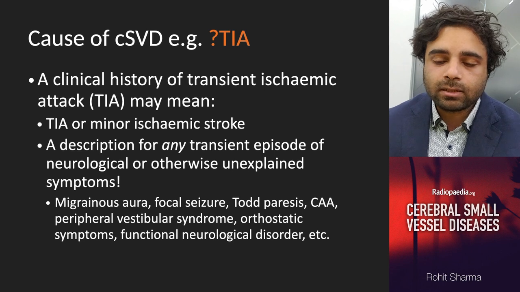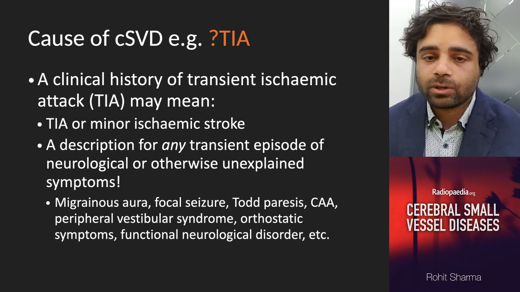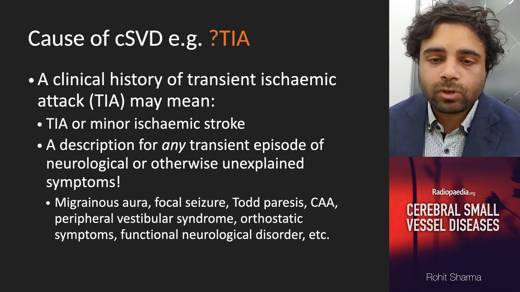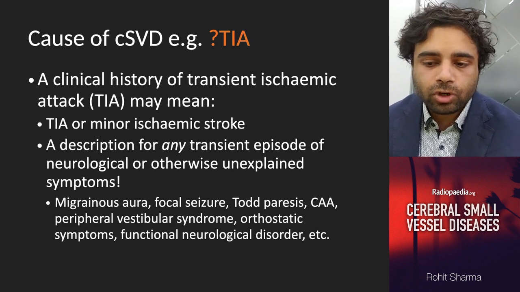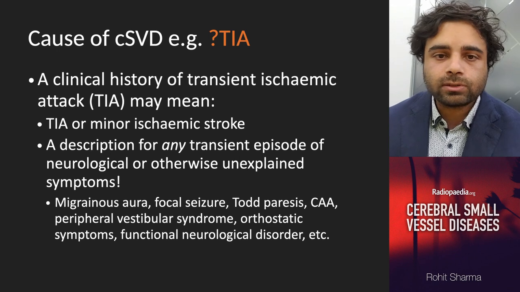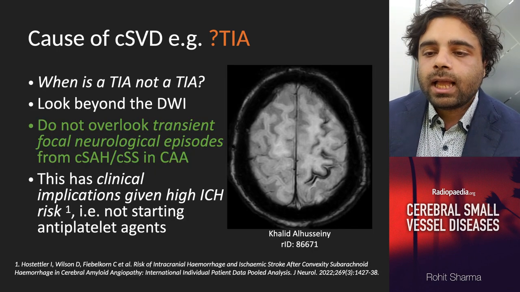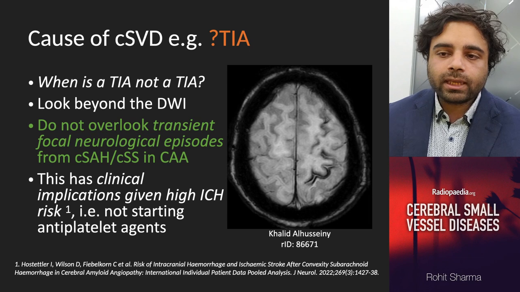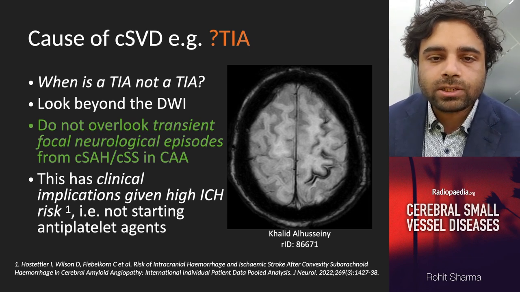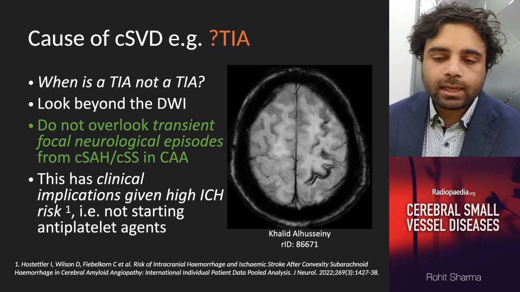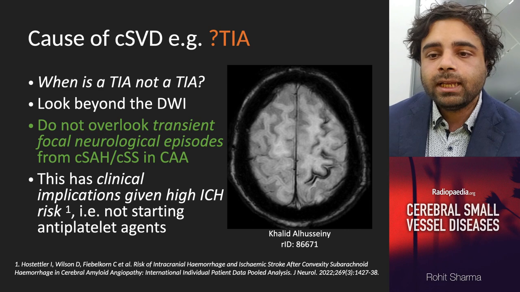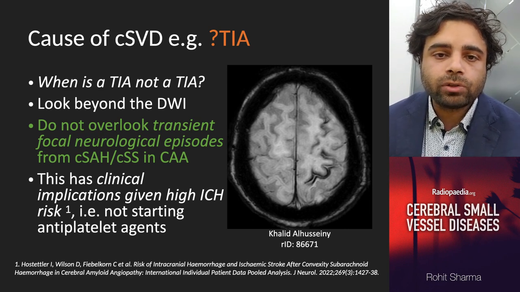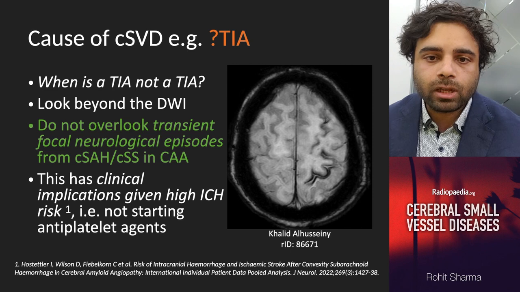And as you can imagine, this has as broad a differential as white matter hyperintensity. So it includes migrainous auras, focal seizures, Todd's paresis after a seizure, cerebral amyloid angiopathy in the form of amyloid spells or transient focal neurological episodes, vestibular syndromes, orthostatic syndromes, functional neurological disorders, and really the list goes on. And so I guess if I want to impart one thing when you're looking at an MRI in a patient with a history of TIA, it is not to work through all of those differentials, because as you probably realize, most of those differentials don't have any radiological stigmata on MRI. However, one that does are transient focal neurological episodes or amyloid spells in the setting of cerebral amyloid angiopathy.